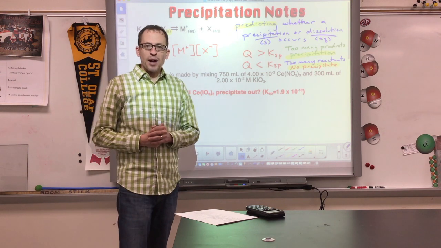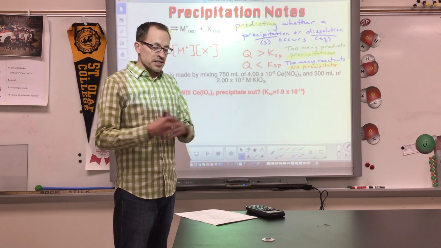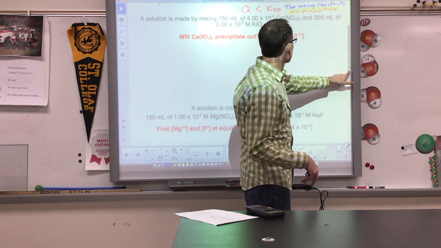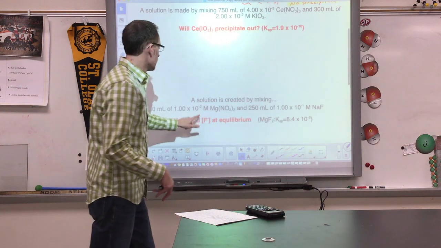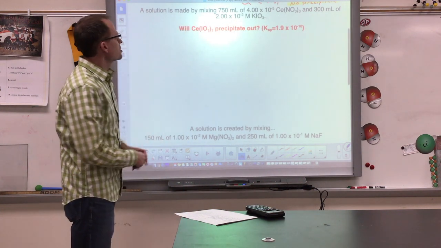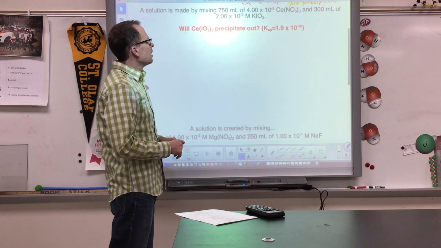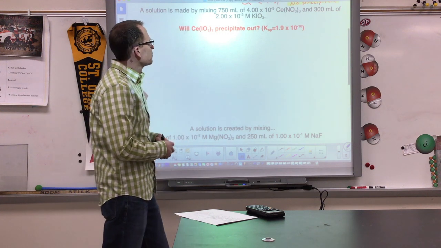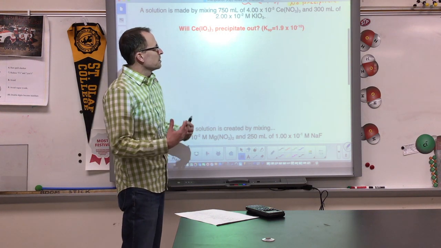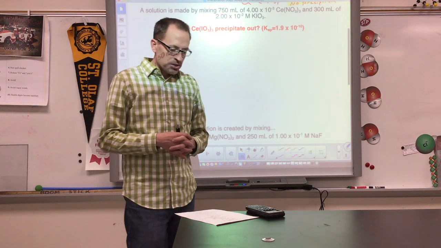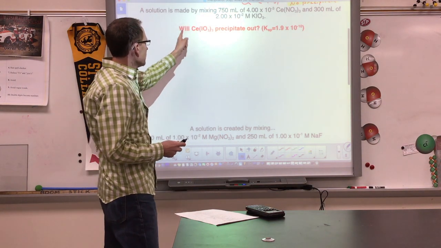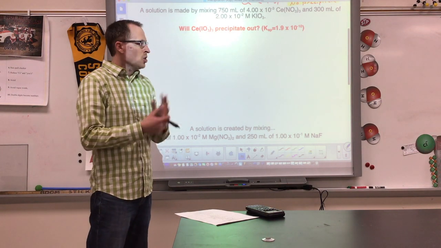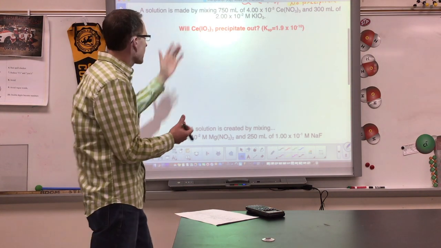We're going to do that with three problems today, of varying degrees of difficulty and approaches. Our first problem: a solution is made by mixing 750 milliliters of 4 times 10 to the negative third molar CsNO3 and 300 milliliters of 2 times 10 to the negative second molar KIO3. We need to talk about whether or not the CsIO3 will precipitate out. That's the question.